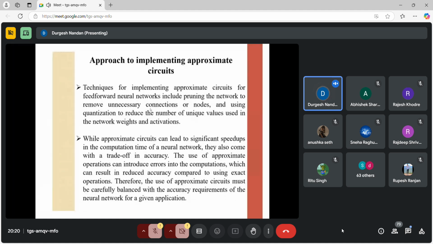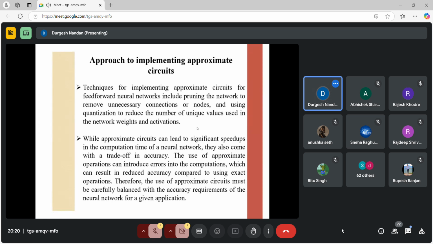There are other techniques for implementing approximate circuits for feed forward neural networks, including pruning the network to remove unnecessary connections or nodes, and using quantization to reduce the number of unique values used in network weights and activation states.